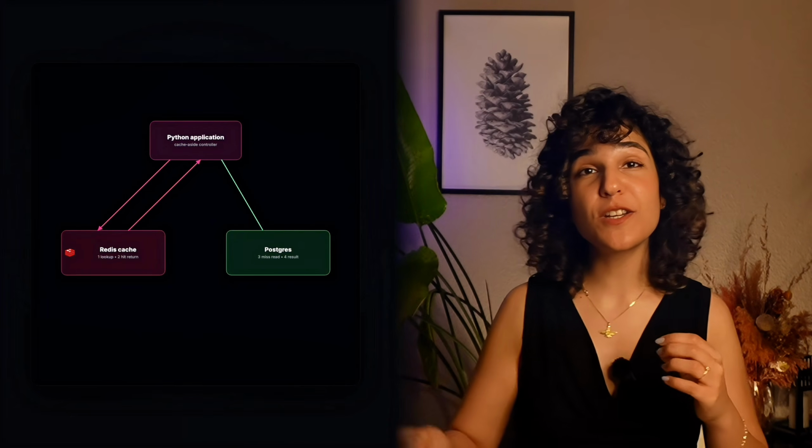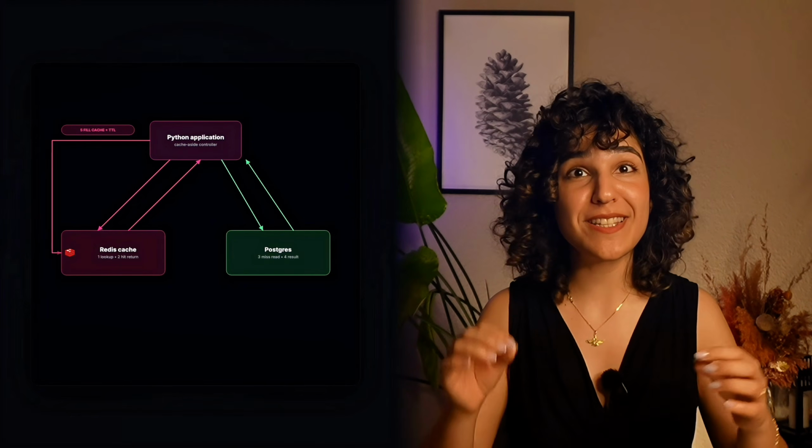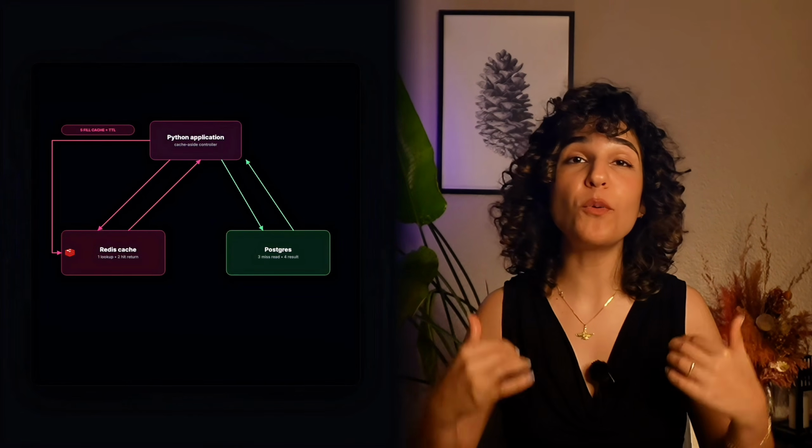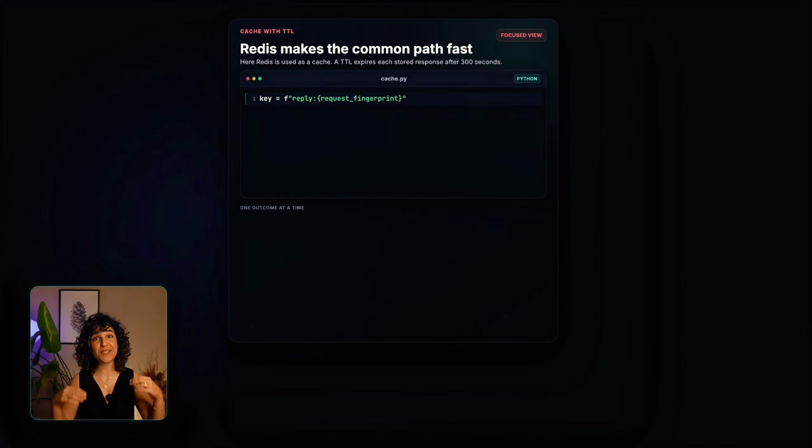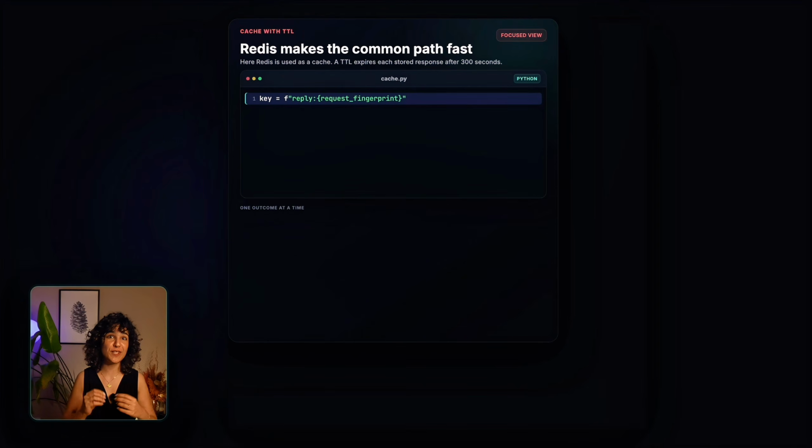Then beside Postgres, we might have Redis. And don't think of Redis as another database doing the same thing. Postgres is where I normally keep durable information. Redis is useful when I need something extremely fast and often temporary.